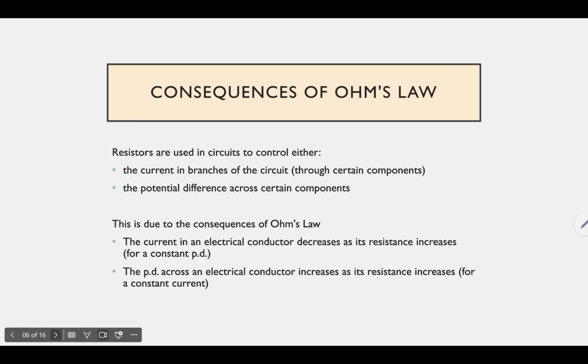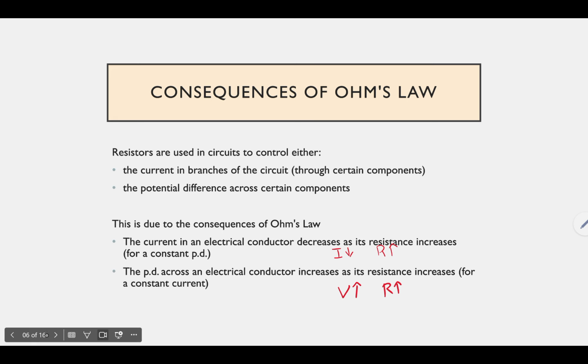Because the current in an electrical conductor decreases as the resistance increases, and the potential difference in an electrical conductor increases as the resistance increases. So basically, I will become less if R becomes more, and V will become more if R becomes more.